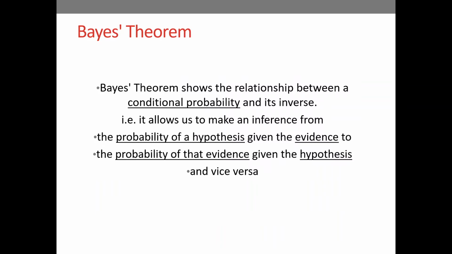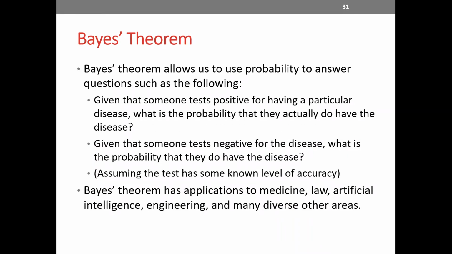Okay, so Bayes' theorem shows a relationship between conditional probability and its inverse. I won't go into this yet, but we'll understand that when we are solving problems. So let's not confuse ourselves yet, but actually look at what Bayes' theorem says, right? It allows us to answer questions such as these. Given that someone tests positive for having a disease, what is the probability that they actually do have the disease? Because tests might not be accurate, right?